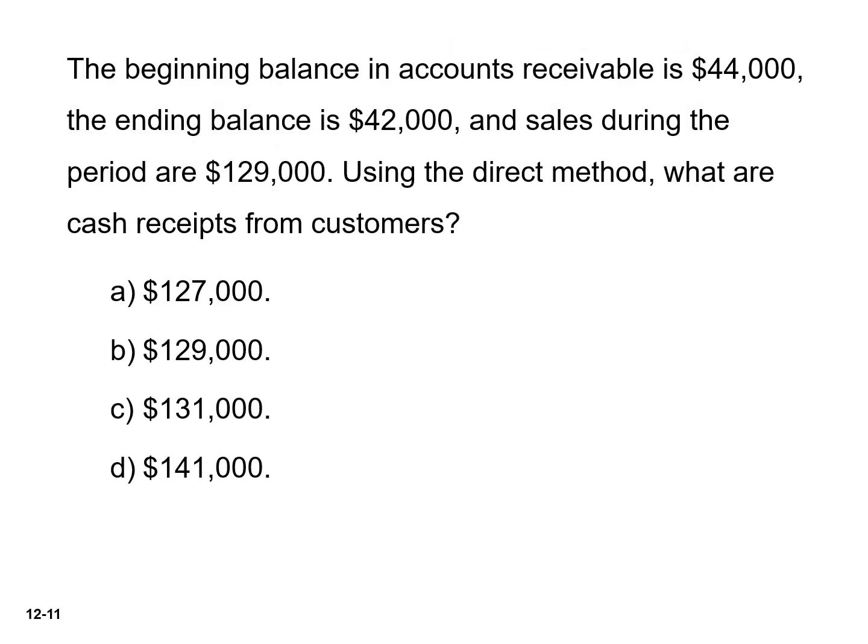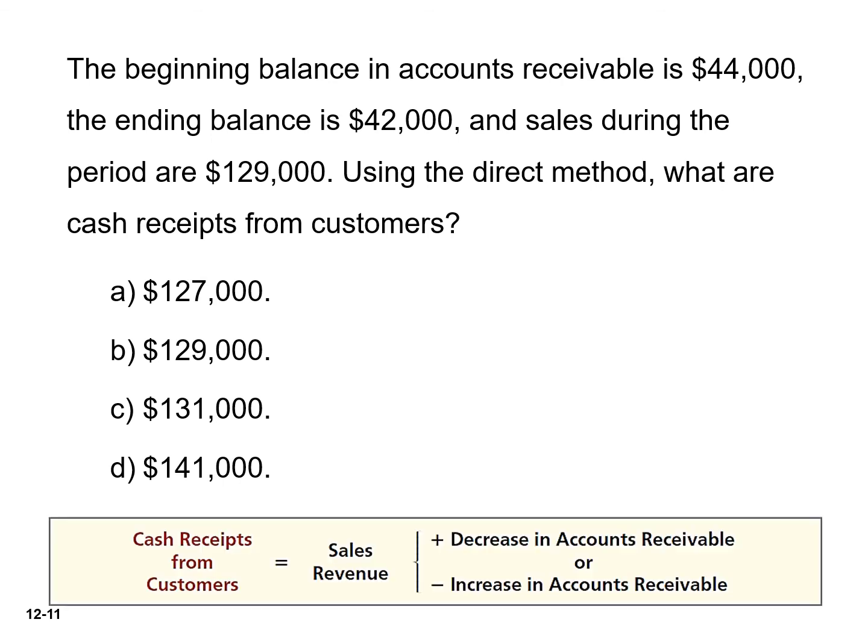When it comes to this learning objective, be ready for a few multiple choice questions similar to this one, essentially testing you on the theory. If you see a question like this, again, you need to remember that the cash receipts from customers is going to result from that sales revenue that's listed on the income statement. Again, you're going to increase it if there's a decrease in accounts receivable, or you're going to subtract or reduce that revenue if there's an increase in accounts receivable to arrive at the cash receipts from customers.